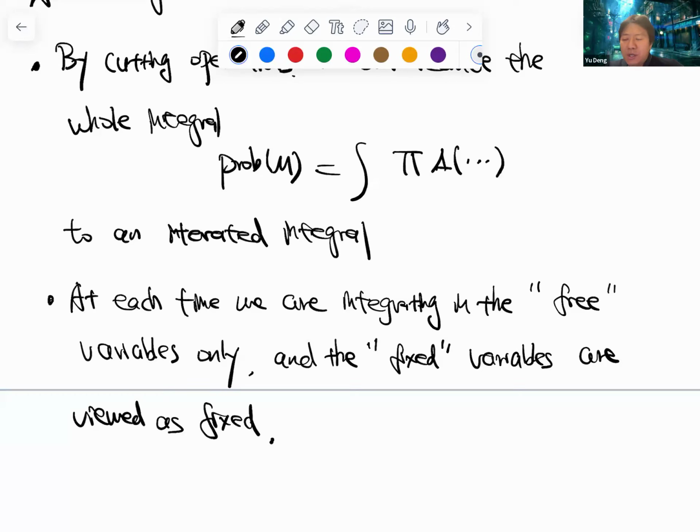Okay, so conceptually, what is the advantage of this? It's exactly that we have this whole integral. We're reducing it to iterated integrals, and in each step, in each iterate, we are only iterating in one time variable. We're only iterating in a few space variables, and these integrals can be evaluated explicitly.